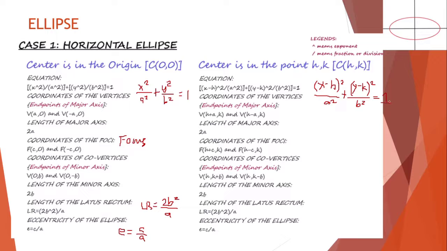Next, the coordinates of the vertices, the endpoints of the major axis. If you noticed earlier it was 0. Now, here, we have (h plus a, k).